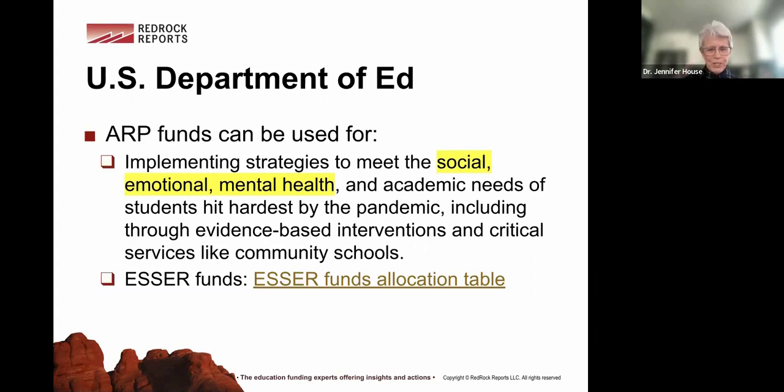I pulled out the language itself: the social, emotional, and mental health, and the academic needs of the students that were hit hardest. So definitely that's one of the biggest things. It's learning loss, which we now like to be more positive about, learning recovery, and SEL is the biggest thing. So the ESSER funds, you can also look at the state allocation table. I've given you the hot link to that for the ESSER funds as well.